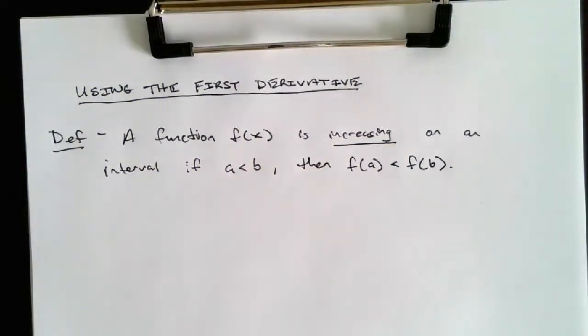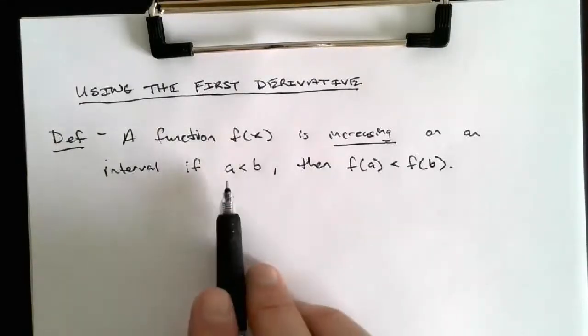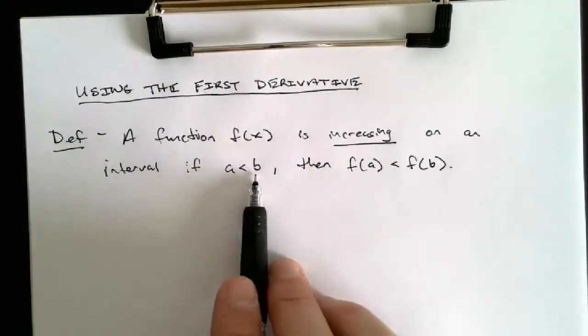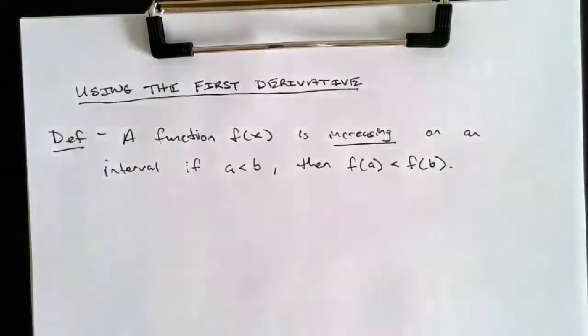You've probably heard of increasing before and probably have an understanding of it. What it's really saying is, for a function to be increasing, if I have an x value that's less than another x value, then the y value associated with the first one should be less than the second. What that does is it causes it to rise from left to right.